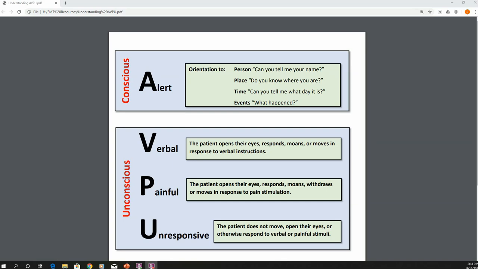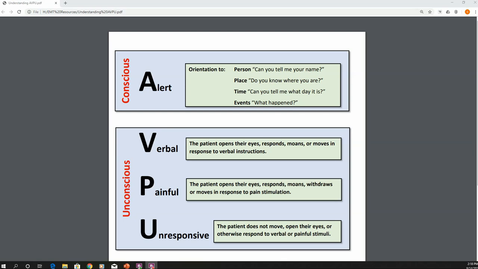And then if we give verbal commands, if we try to inflict some pain and we don't get any response out of them whatsoever, that patient would be considered unresponsive. Now, these are the types of patients that as we walk up and find them to be unresponsive, the next thing we should be doing is checking a pulse right away. And this whole AVPU assessment shouldn't take more than just a couple seconds to do.